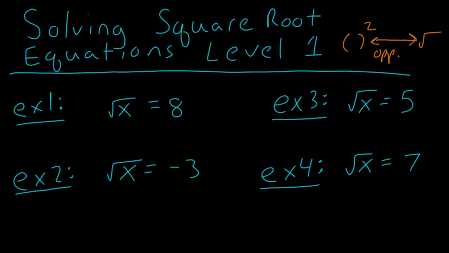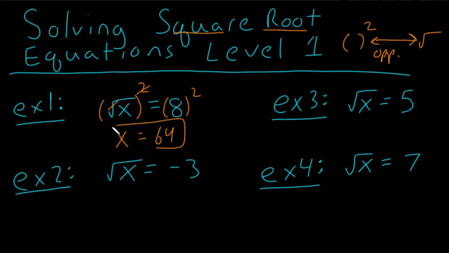Okay? So if a square and a square root are opposites, then if I want to solve for x here, I have to get rid of the square root by taking its opposite. And the opposite of a square root is a square. So what I do to the left, I of course do to the right. Now here, a square root and a square cancel, and I have x equals 8 squared. That really means 8 times 8, which would be 64.